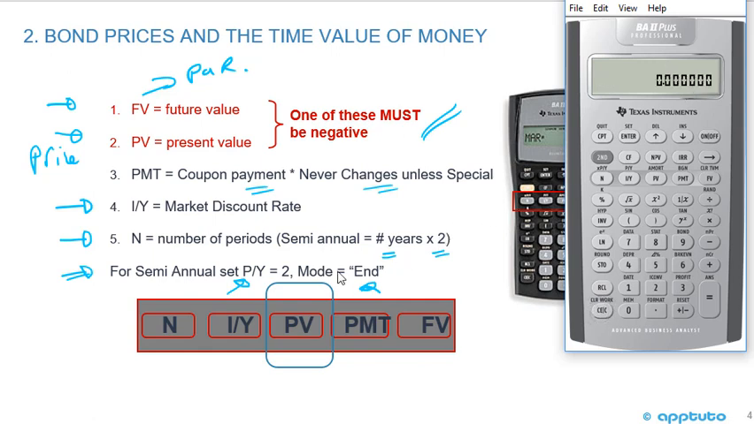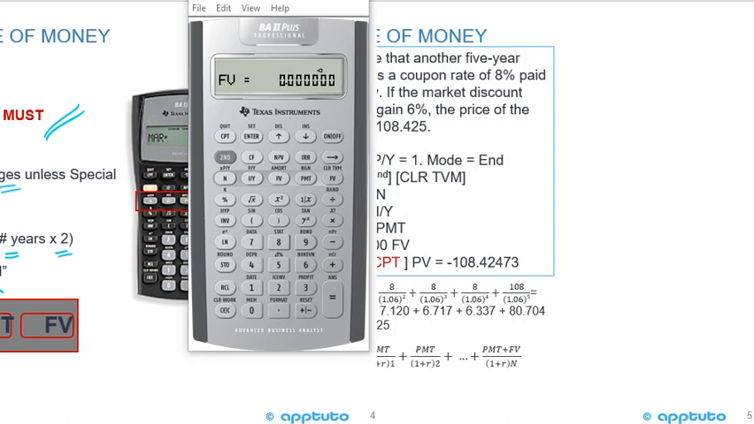So with regards to the bonds, if it's semi-annual, set your periods per year to 2 and the mode to the end mode. Again, here are the keys that we're using. N, IY, present value is our price, payment is our coupon, never changes. Be careful, if it's semi-annual, you have to put in the semi-annual payment. And of course, our future value is our par value.